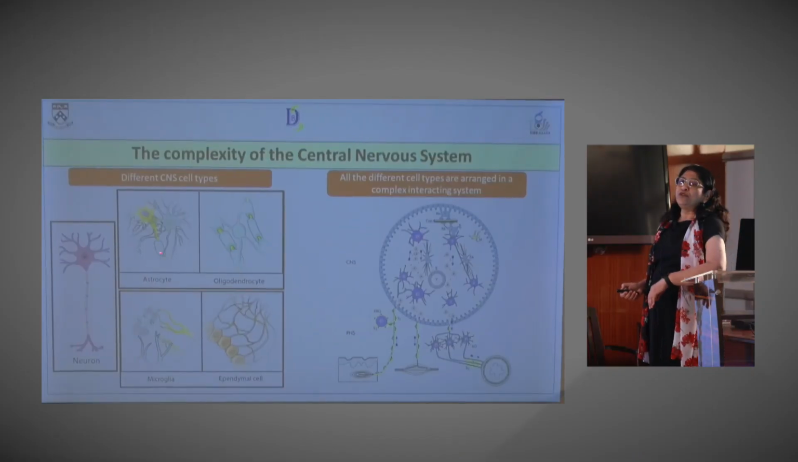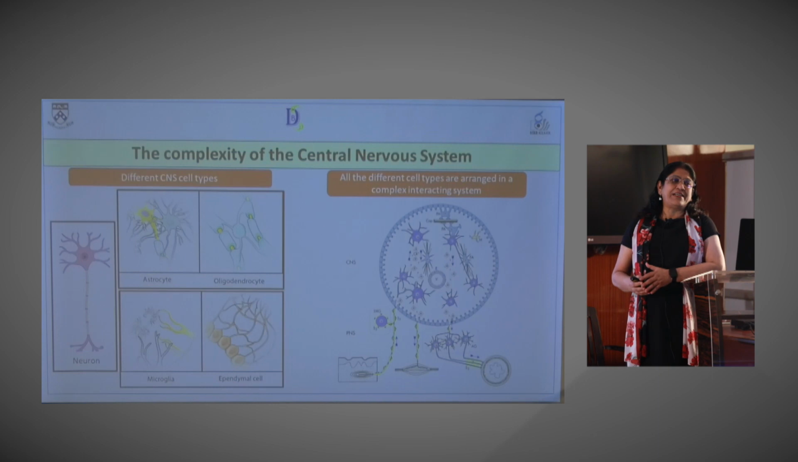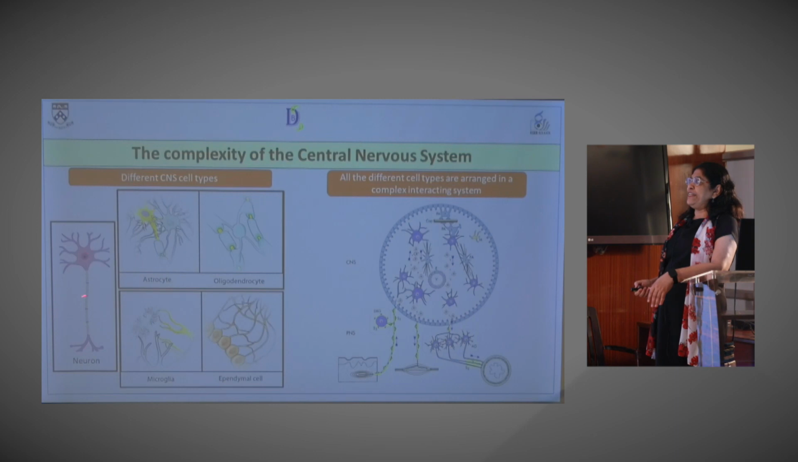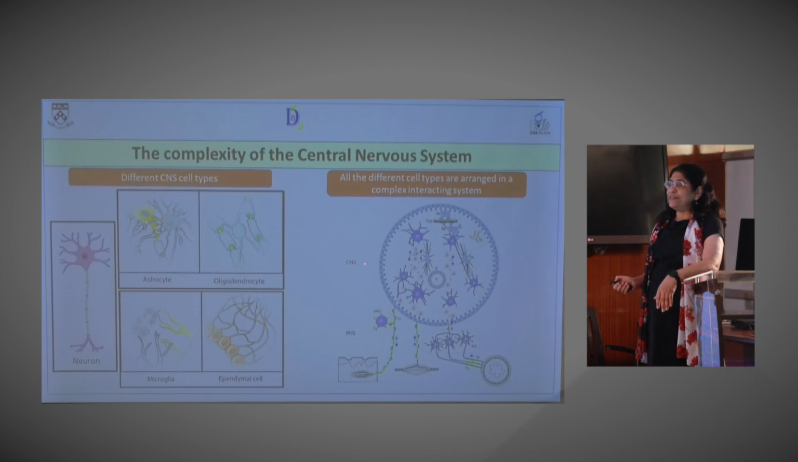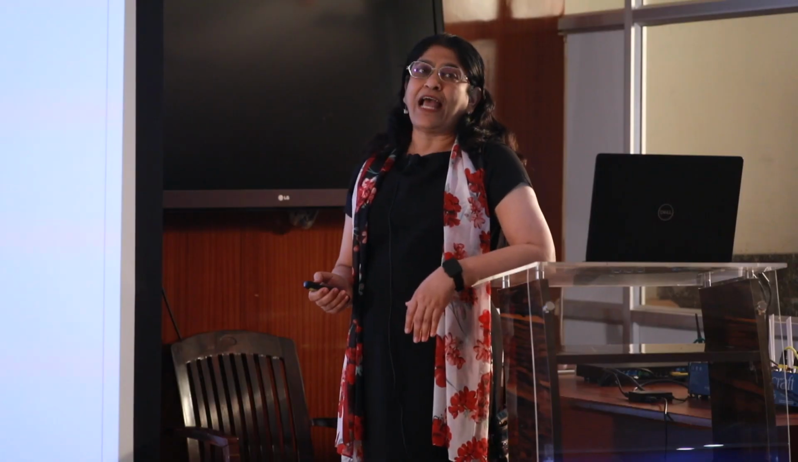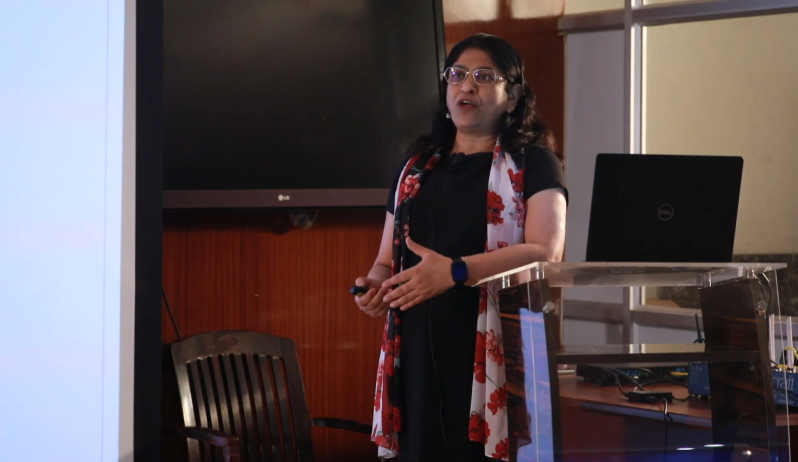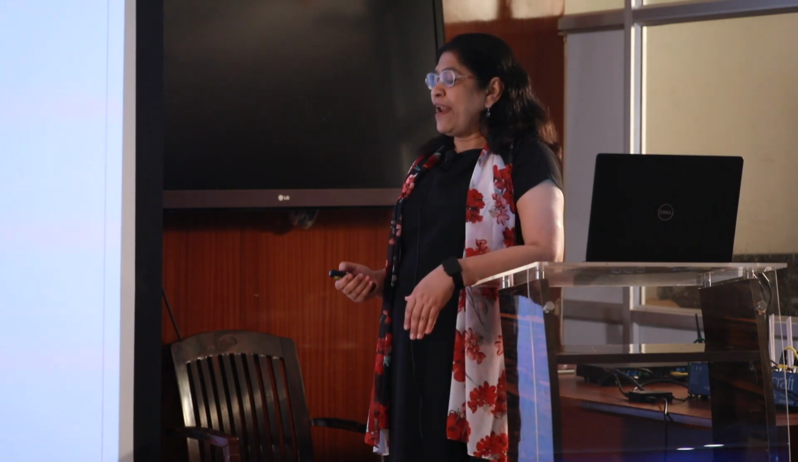The central nervous system by itself is a very complex organ. It has different cells like neurons, astrocytes, oligodendrocytes, microglia, and ependymal cells, and all these different cell types are arranged in a complex interacting system. They have very specific roles to play and they interact with each other through metabolic coupling and then perform the function of the central nervous system and the peripheral nervous system.